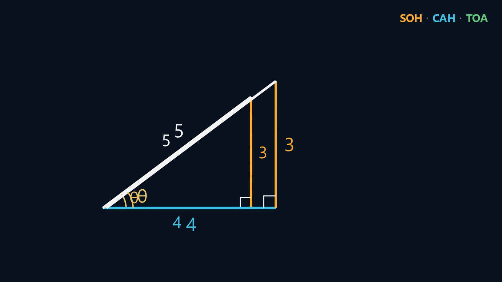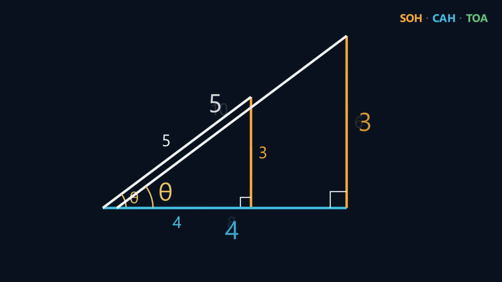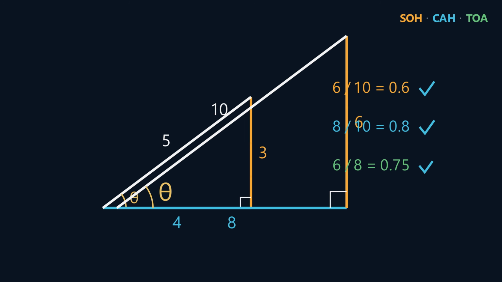And here is the check that proves the point about similarity. Double every side: 6, 8, 10. Recompute. 6 over 10 is still 0.6. 8 over 10 is still 0.8. The triangle changed, the angle did not, the answers did not.